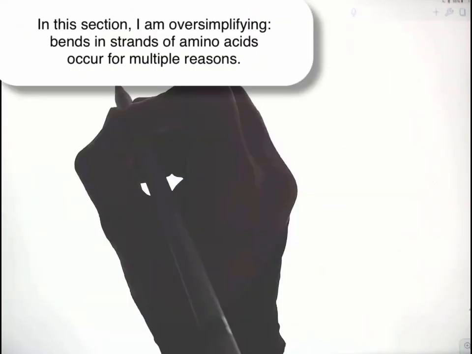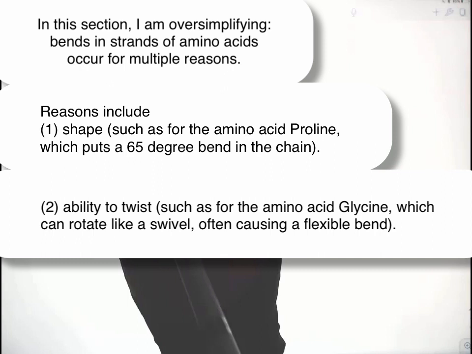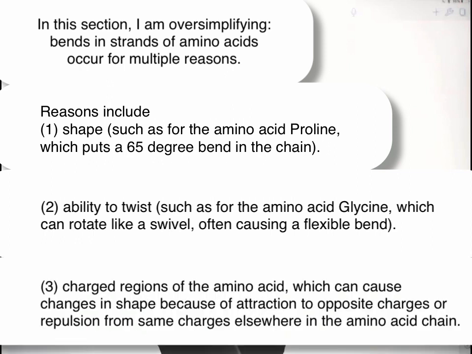In this section, I'm oversimplifying. Bends in strands of amino acids occur for multiple reasons. Reasons include shape, such as for the amino acid proline, which puts a 65-degree bend in the chain. The ability to twist, such as for the amino acid glycine, which can rotate like a swivel, often causing a flexible bend. And charged regions of the amino acid, which can cause changes in shape because of attraction to opposite charges or repulsion from the same charges elsewhere in the amino acid chain.